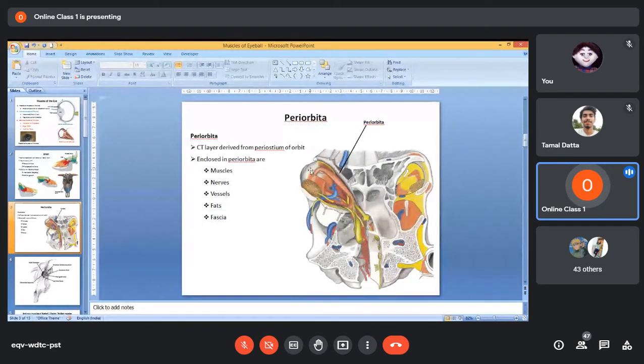That is, the eyeball and its accessory structures will be covered by a layer of connective tissue derived from the periosteum of the orbit. And that layer of connective tissue is called what? Periorbita. So periorbita is a layer of connective tissue. On this left side, you can see the periorbita. You can see these two hooks. Through these two hooks, the periorbita has been reflected, and these are the eye and its accessory structures.